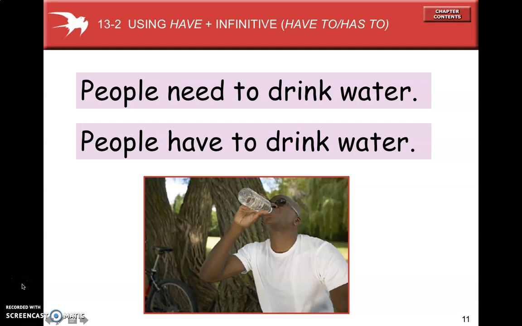So last class we learned about using should and shouldn't when we're giving advice. Today we'll learn about using have with the infinitive to. So have to, has to, had to. For example, people need to drink water. People have to drink water. Same meaning. Have to means the same as need to.